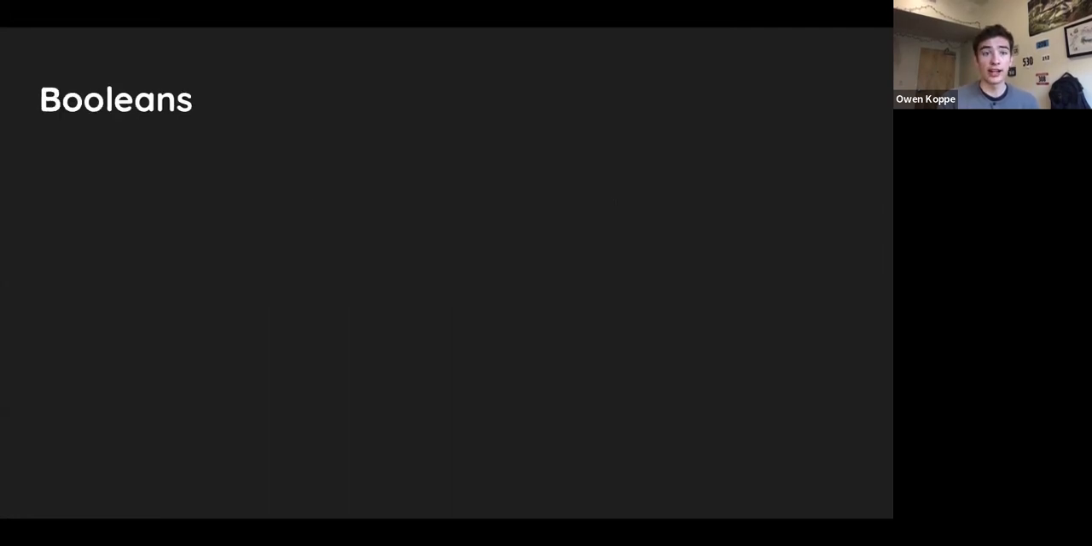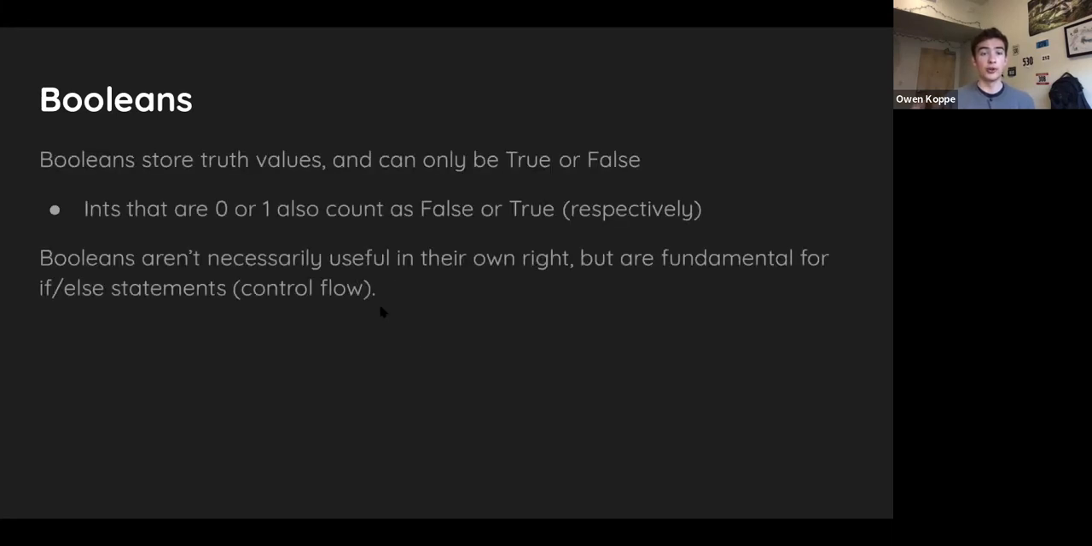So now we'll move on and talk about the last major variable type that we'll talk about today, and that's Booleans. Booleans store truth values, and they can only be 2 values. They can be either true or false.